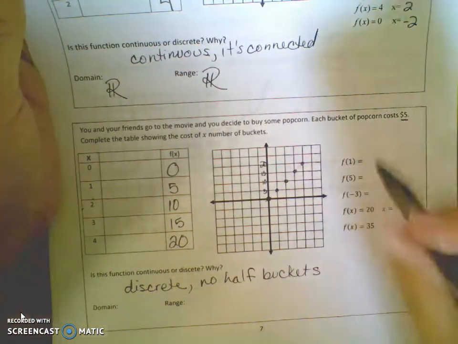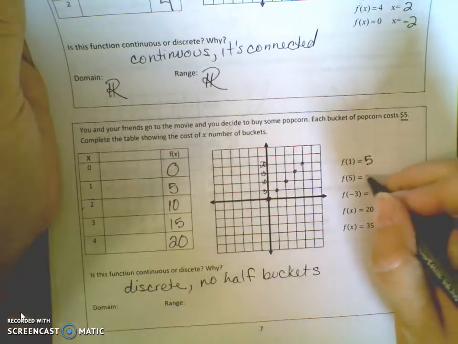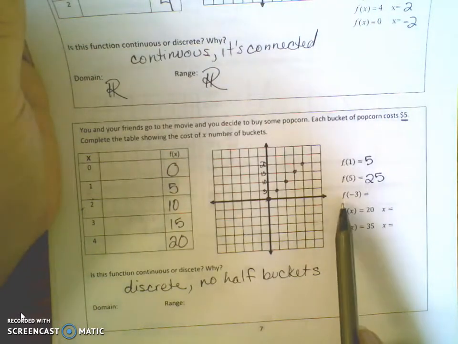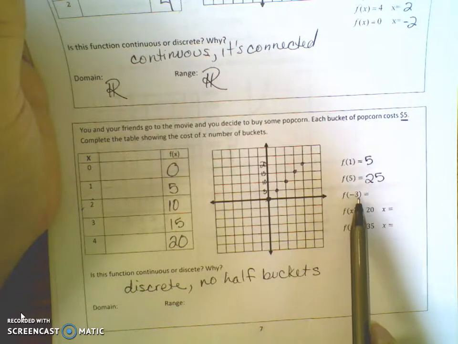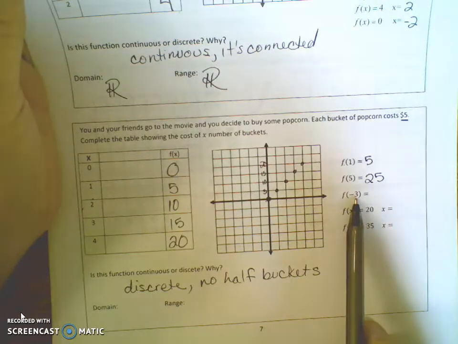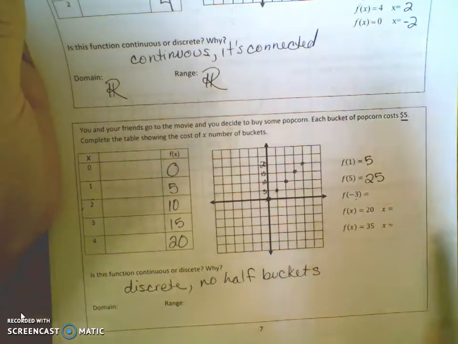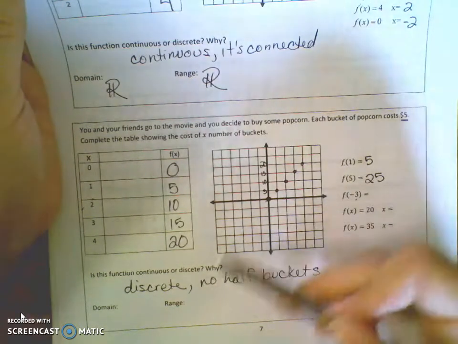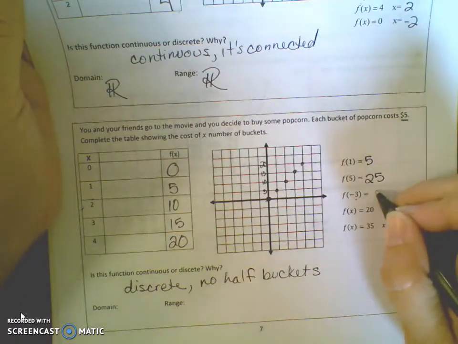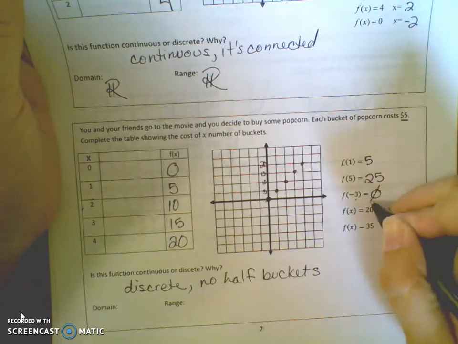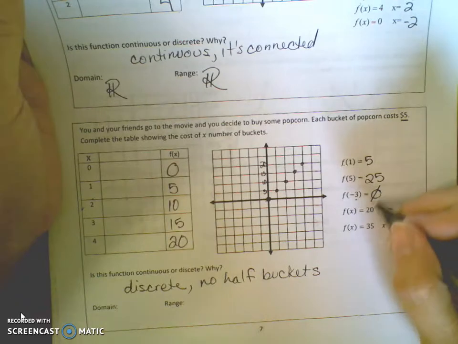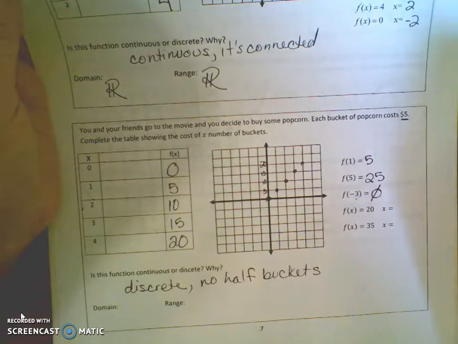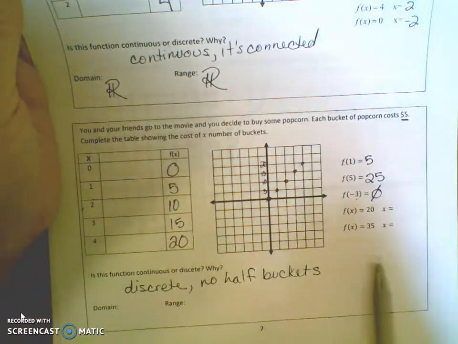Okay, so if I buy 1 bucket of popcorn, it's $5. 2 buckets or 5 buckets of popcorn, $25. Okay, here's the weird thing. If I were to buy -3 buckets of popcorn, then it would be -15, if I'm following the situation. However, I can't buy -3 buckets of popcorn. So on this one, the real answer is no solution, but I would probably accept -15 on a test or quiz situation, as long as you explained your ideas.